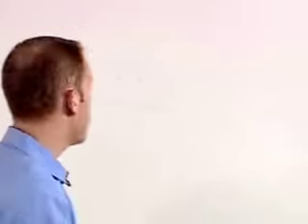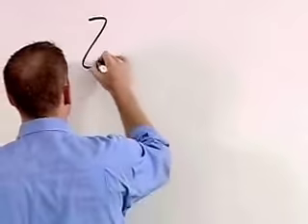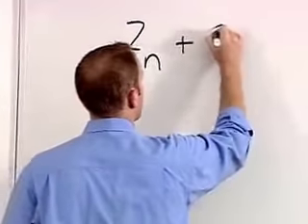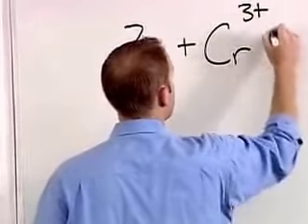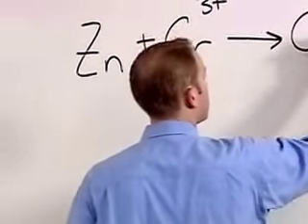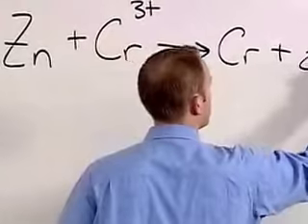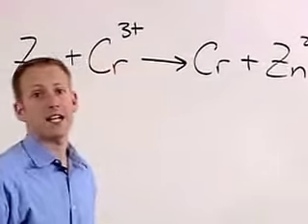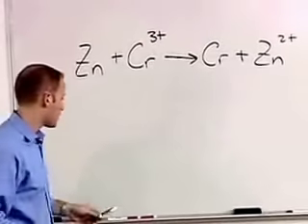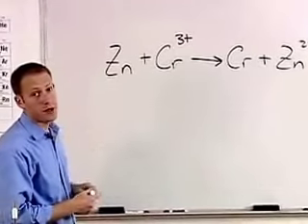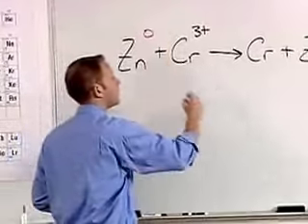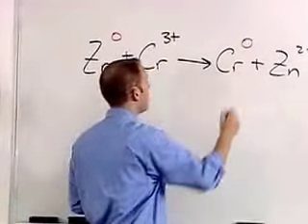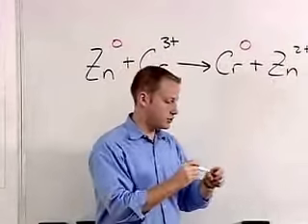We're going to talk about, let's say we have a redox reaction. The redox reaction we're going to talk about right now is zinc plus chromium ion yields chromium plus zinc ion. Now in this case, we don't have to figure out the oxidation numbers because they gave them to us. This is alone, so we know this has an oxidation number of 0. And this is alone, so it's 0. And these are equal to their charge.